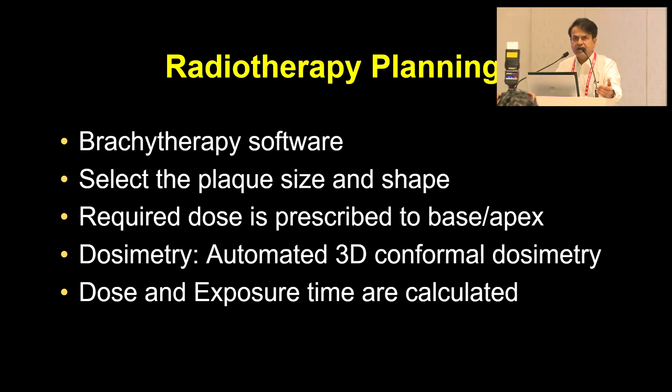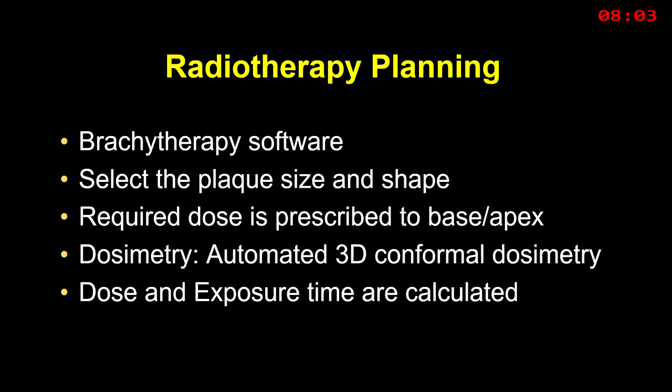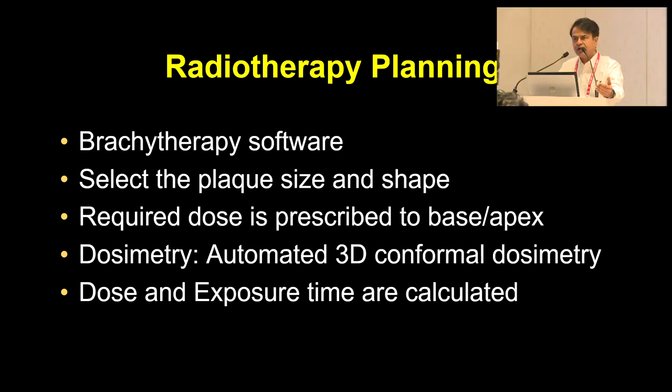Then you input these parameters into a brachytherapy software, which is a dosimetry software. Select the plaque that you plan to use and its shape. Then you prescribe the required dose to the apex. That's called tumor apex dose. In retinoblastoma, it may be 4,500 centigray. In melanoma, it can be 8,000 to 10,000 centigray, and so on. The required dose is prescribed to the apex, and at the same time, you calculate the dose to the base so that you don't have complications such as scleral melt.